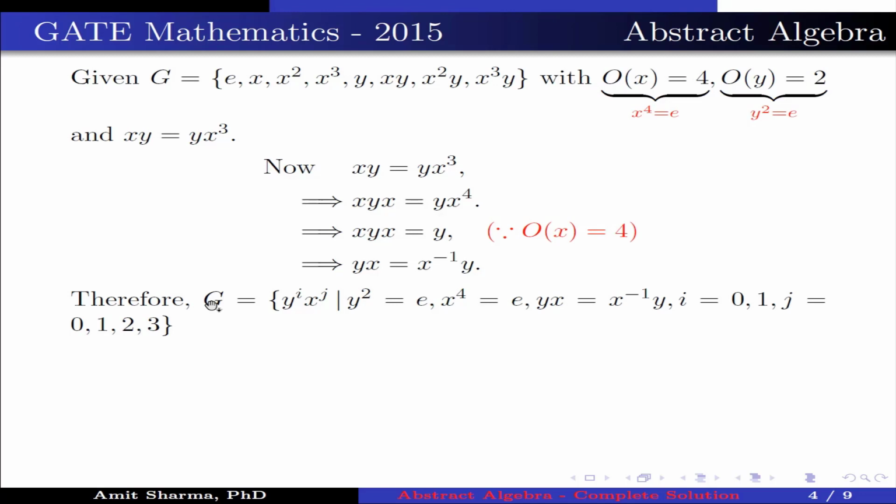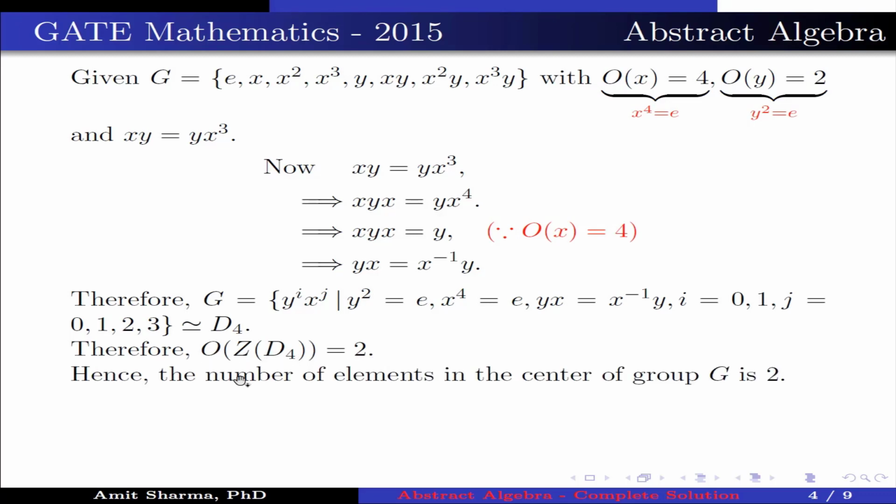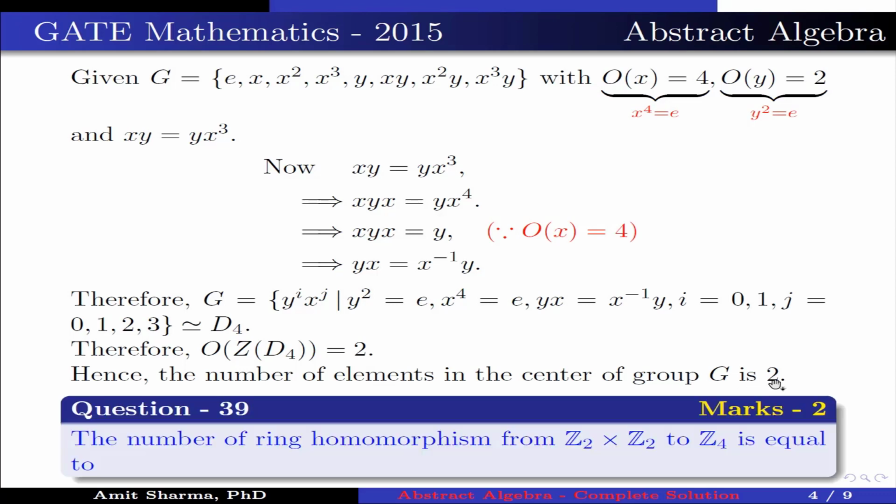Therefore, G can be represented as y to the power i, x to the power j such that y square equal to identity, x to the power 4 equal to identity, yx equal to x inverse y, where i varies from 0 to 1 and j varies from 0, 1, 2, 3. This is isomorphic to D4. Therefore, order of center of D4 is 2. Hence, the number of elements in the center of group G is 2.